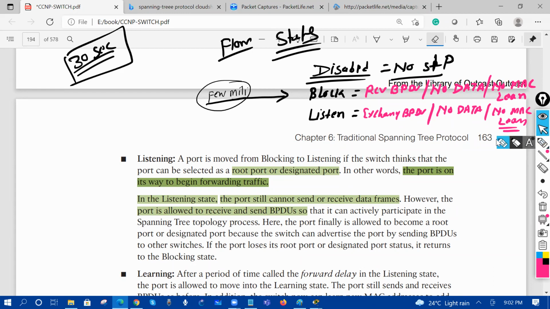That's what I mentioned, exchange the BPDU. That means what? Send and receive. But in the blocking state, I just put receive the BPDU. I didn't put exchange the BPDU. Exchange is what? Send and receive. But can I learn the MAC address over there? Still, I cannot learn the MAC address.